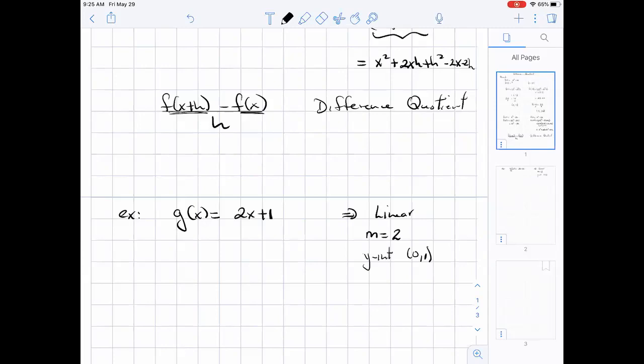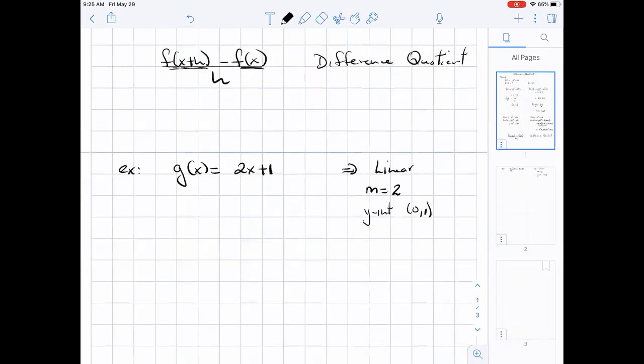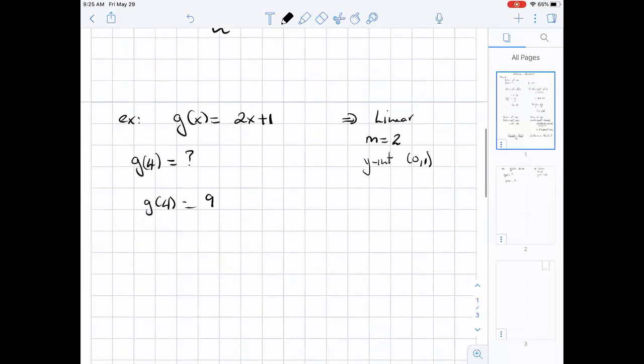Okay, now, suppose I ask you, what is g of 4? Can you find that for me? What is the value of g of 4? 9. g of 4 is 9. That is 100% correct. So this was part 1. Part 2, suppose I ask you, what is g of x plus h? Can you find that for me?